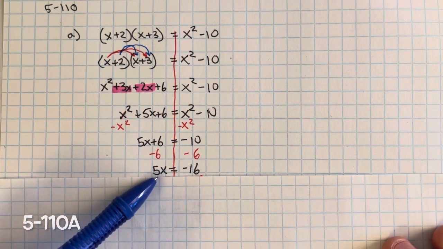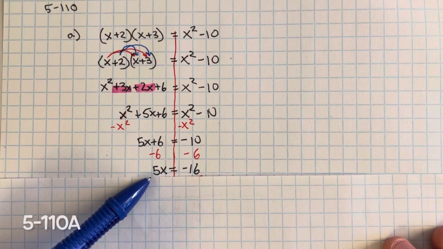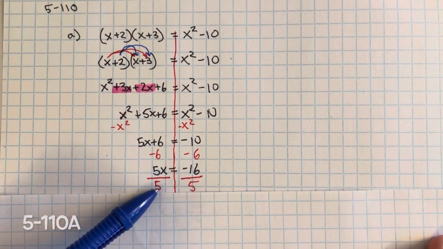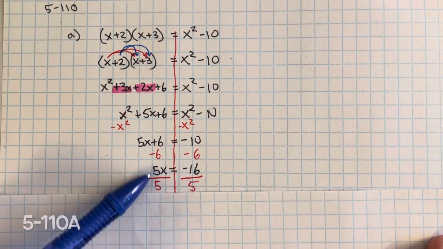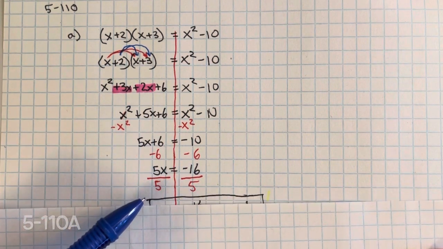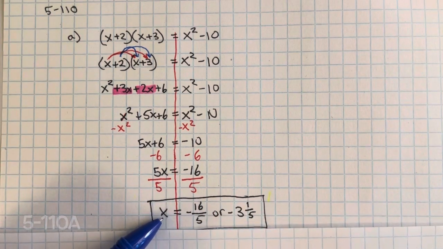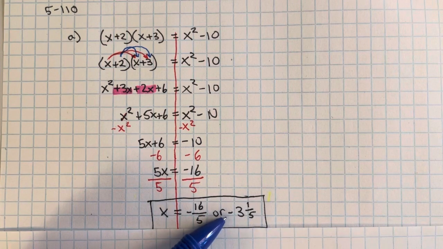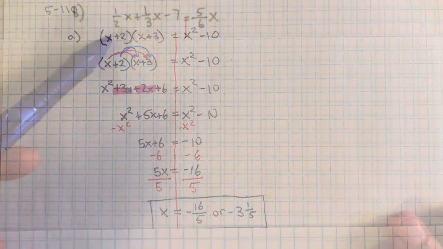Here's multiplication. Inverse property of multiplication is division. So we're going to divide both sides by 5 because 5 divided by 5 is 1. This creates the giant 1. What you do to one side, you do to the other. And so we end up with x equals negative 16 fifths or negative 3 1/5.